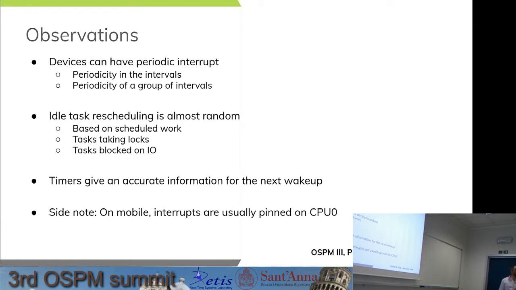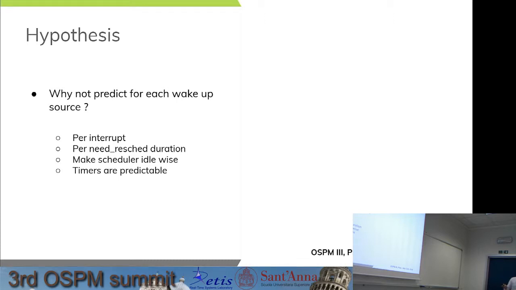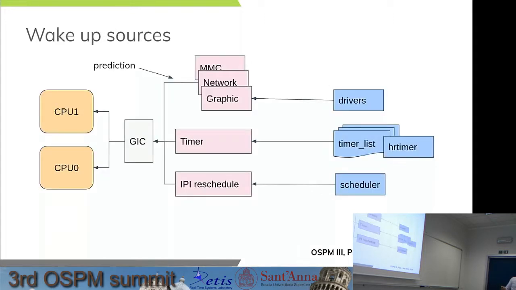A side note: on mobile, usually the interrupts are pinned on CPU 0. That means the other CPUs don't have any other source of wake up than timers and rescheduling. So instead of trying to predict the mix of all the signals, we try to identify each signal separately and predict for each signal, which is smaller. Then when we have the deadline for each signal, we can say, okay, the first event will happen at this moment. So instead of doing the prediction here, we do the prediction at this level.